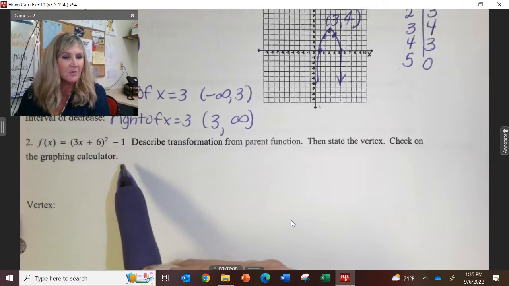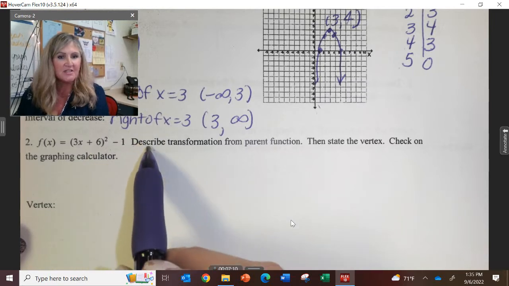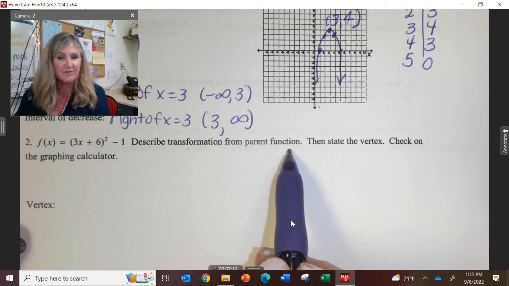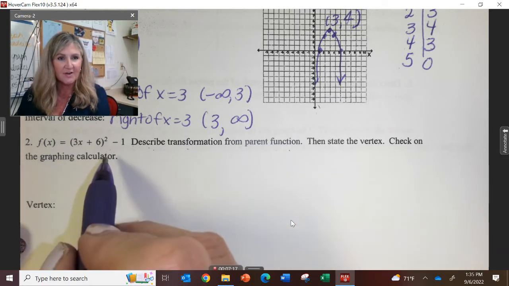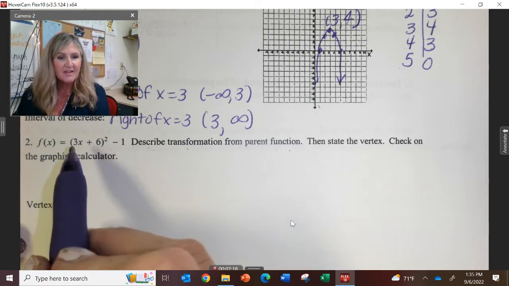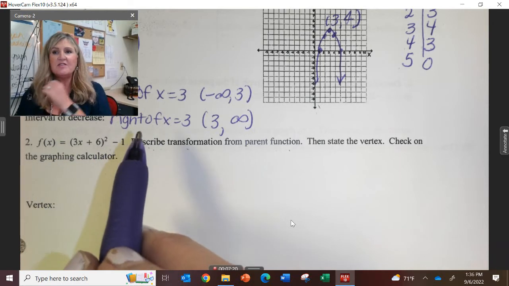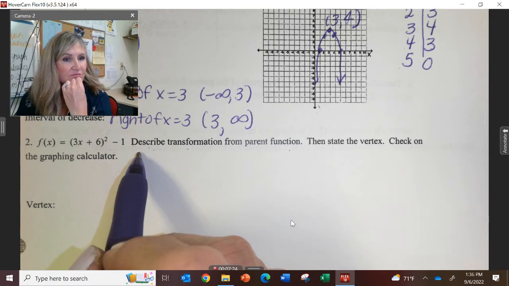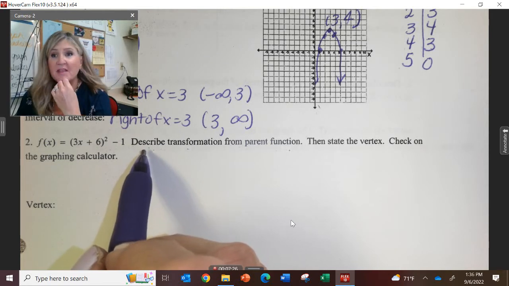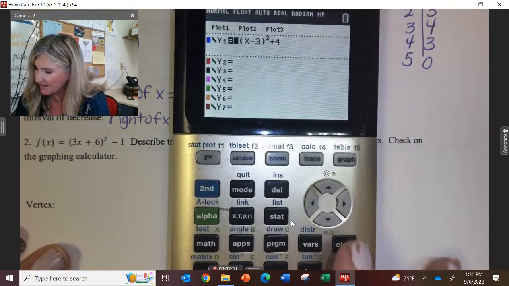Okay, number 2, we're not going to do as much with this one. It just says to describe the transformation from the parent function. Then state the vertex. Check on the graphing calculator. Guys, when you first look at this, what do you think the x-coordinate of the vertex might be? Yeah, feels like it should be -6 maybe. But let's put this into the calculator.